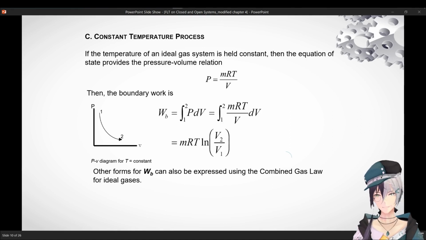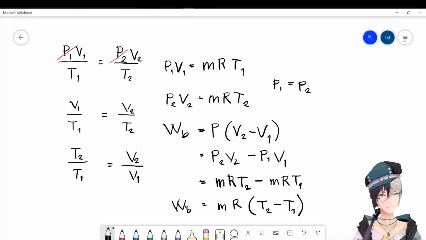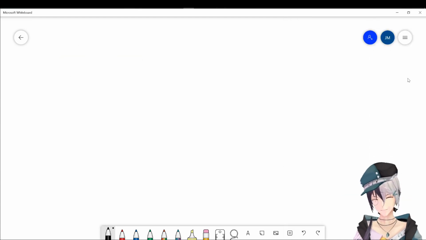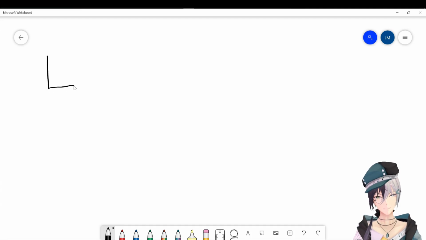Other forms for boundary work under isothermal process are these. Let me show you this one. Again, the relationship. This time, consider a piston cylinder assembly. Let's consider a piston cylinder assembly.